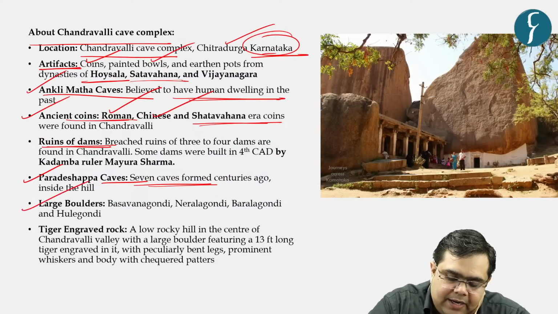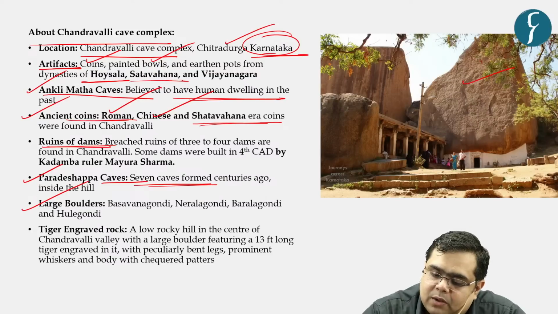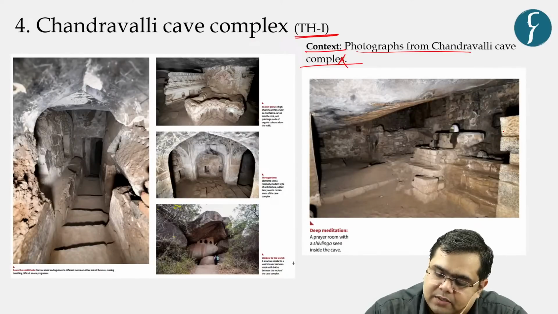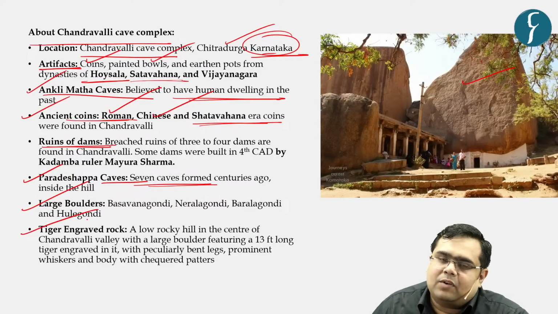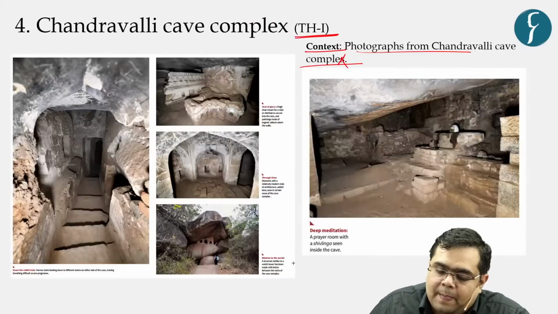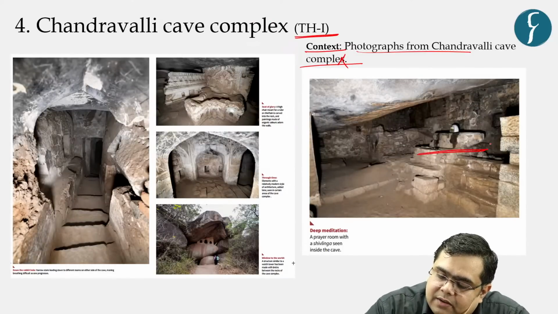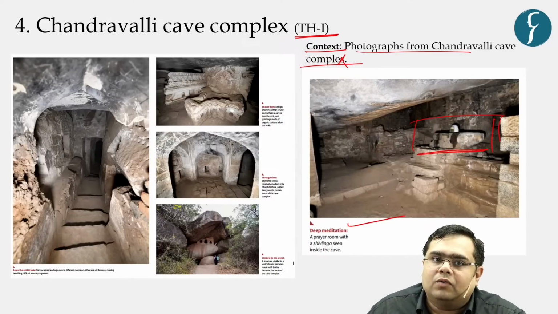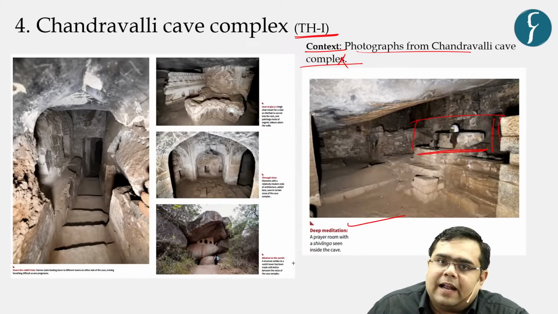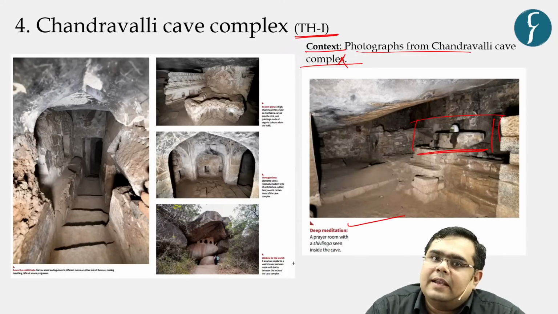And lastly, large boulders. For example, you can also see in the same complex a set of large boulders have also been found, and tiger engraved rocks have also been formed. And one unique feature that was noticeable over here was a shivling that was seen in one of those particular caves. That means the religion of Shaivism was dominant over there when these caves were excavated, right?